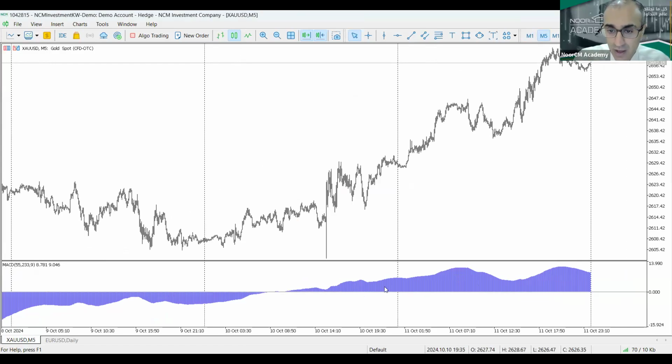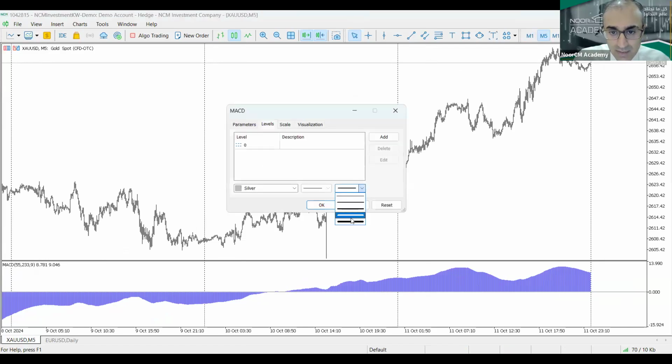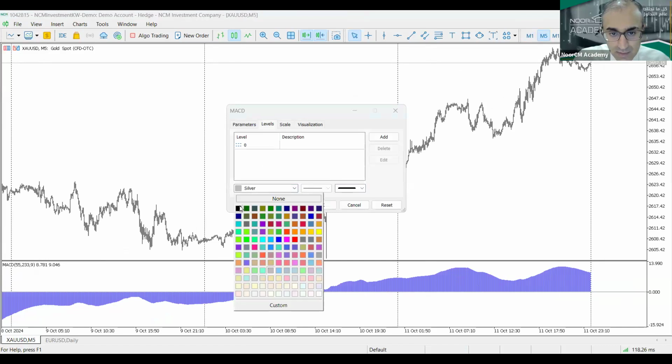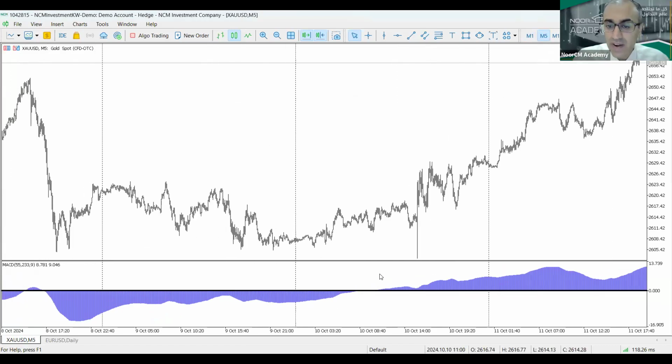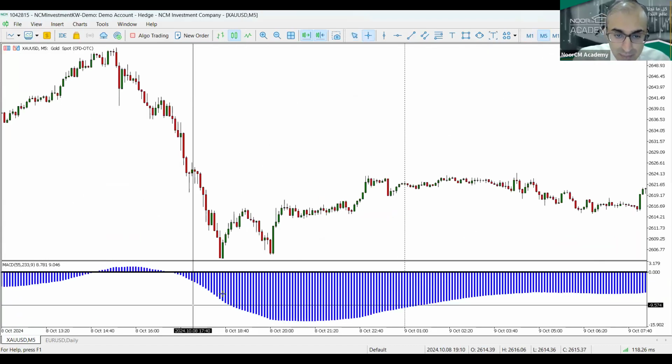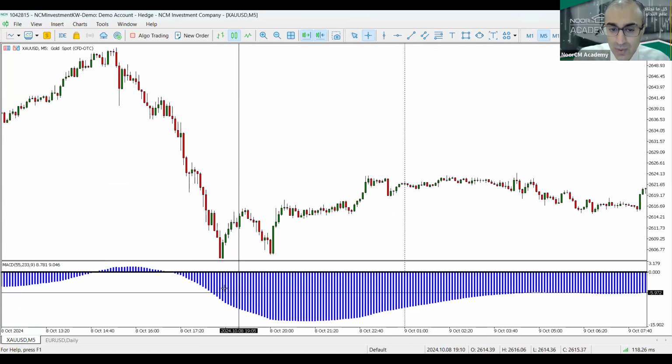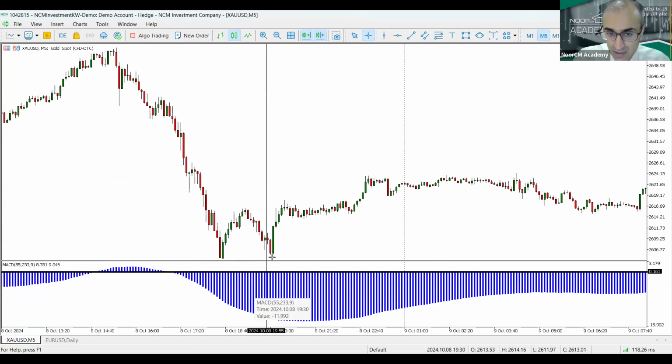Okay, can I increase the thickness of the 0 line? Color black. Hit the OK button. Okay. Everybody knows this, right? These bars are called histograms in the MACD. These are called histograms. The method is really very simple.